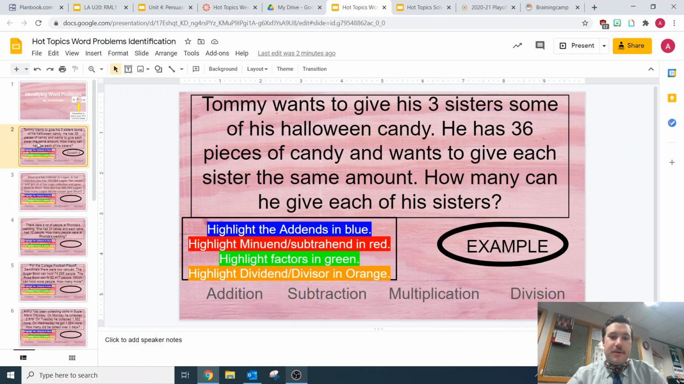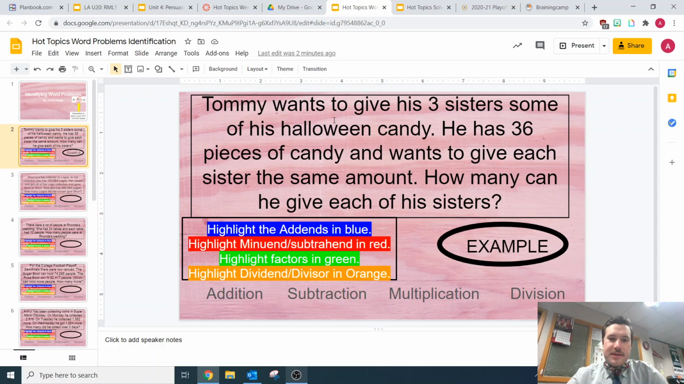So what you're going to be doing is looking at these questions, going through, and doing two things. One, you're going to be highlighting the addends if it's addition, the minuend and subtrahend if it's subtraction, the factors if it's multiplication, and the dividend and divisor if it's division. So you're going to be looking through these problems and circling one of these down at the bottom and then highlighting some things up here.